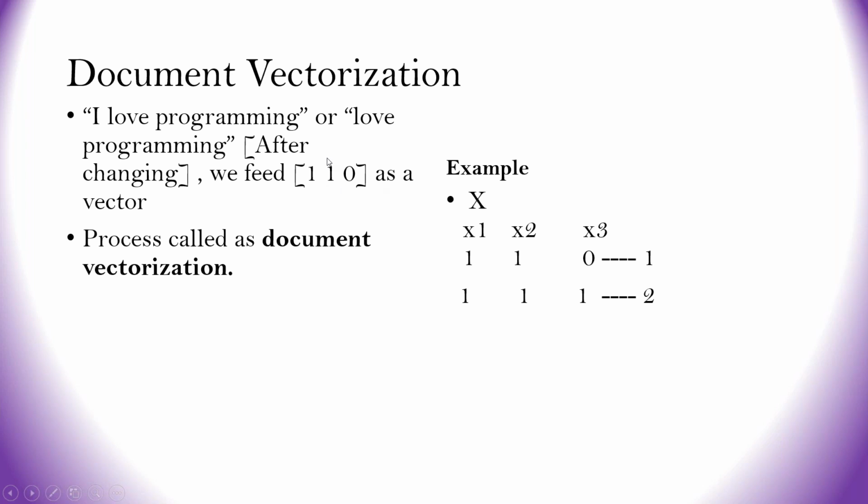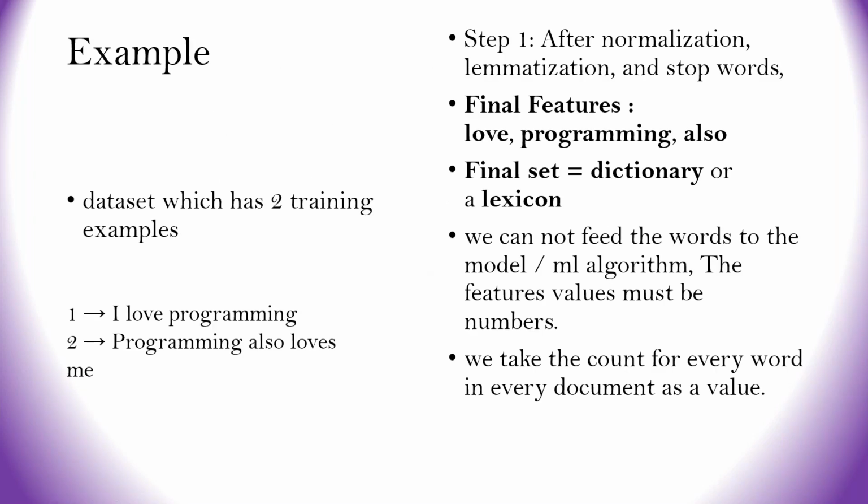Let's say the words in the final features are represented for the first sentence. Two words are represented: love and programming. For these two, one is represented. It does not have "also". So the first feature vector of the data set would be 1, 1 and then 0. This 0 represents that the final feature "also" is not present in the first sentence.